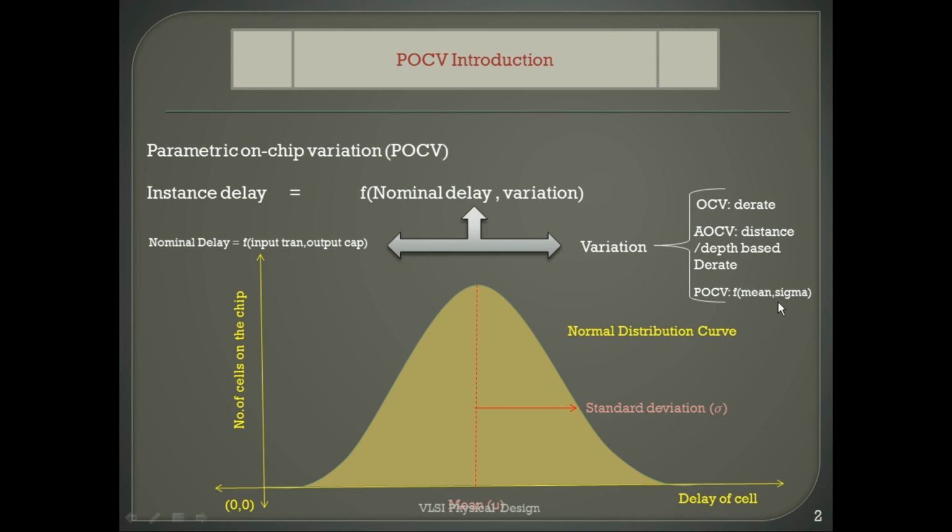POCV is a function of mean and sigma. So if you draw a curve between the delay of the cell and the number of cells having that delay, it follows a normal distribution curve or Gaussian distribution curve. Most of the cells will have the same delay at a particular location, that is nothing but the mean value, and the standard deviation indicates how the delay is varied compared to the mean value. So if standard deviation is less, that curve will be narrowed down. If standard deviation is more, the curve will become wider.